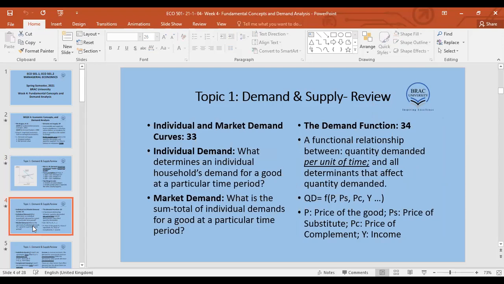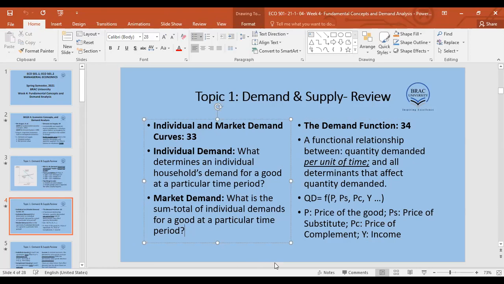And the individual demand was basically what the household demands. Market demand is the sum total of all the households. How did we translate from individual demand to market demand? Whatever behavior households exhibit as individuals will also be the same behavior the market will exhibit as the sum total of all the activities. Am I clear? Everybody's following what I'm saying? Yes, sir. Okay.